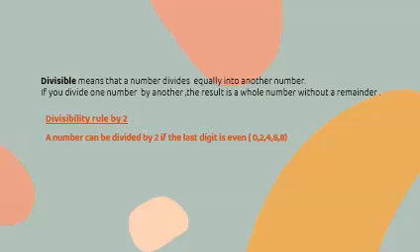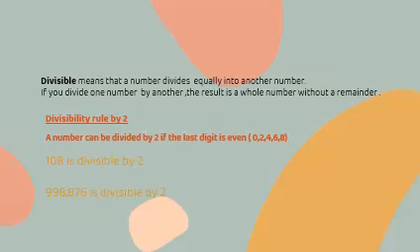So now we started with the criteria of divisibility by 2. You can directly know that a number is divisible by 2 without doing the division. You just check the ones digit. If the ones digit is 0, 2, 4, 6, or 8, then the number is divisible by 2.